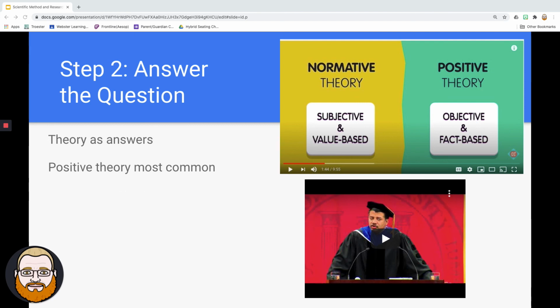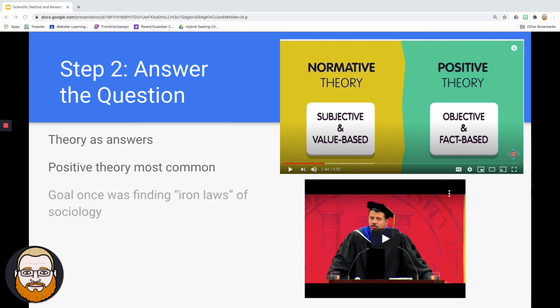Okay, so what Neil deGrasse Tyson is telling us is that objective means something is true whether or not you believe in it. By contrast, something that is subjective means something that may be true only for you based on your beliefs or values.